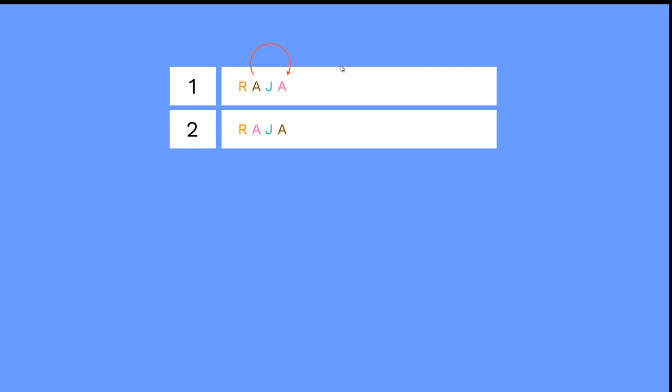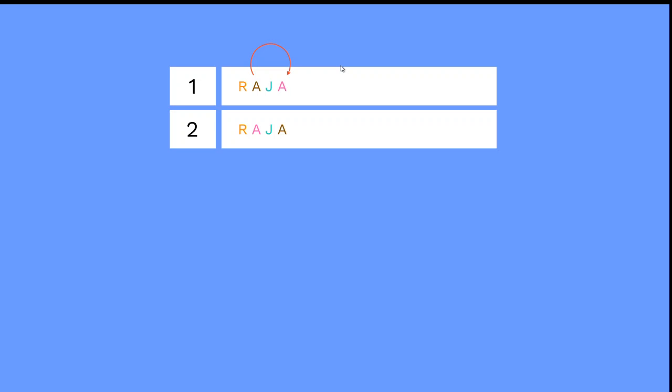I hope it is right. Anyways, if I interchange the A's, if I just shift the A's, if I put this A there and if I put this A here, it will be Raja. Oh wait, it's the same thing. It's just the same thing, right? I interchange the A's, so it's another permutation. These are two different permutations.